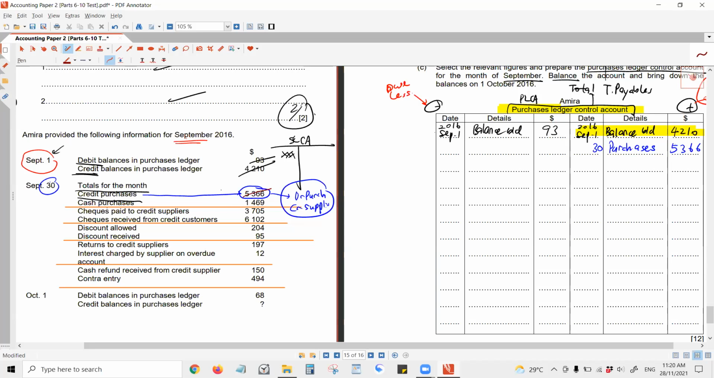Okay, next one, cash purchases means you buy goods and then you pay immediately. That's the meaning of cash purchases. So should this be recorded in the part C? You try to think, then you tell me yes or no. The cash purchases 1469. Should I record this into the purchase ledger control account?